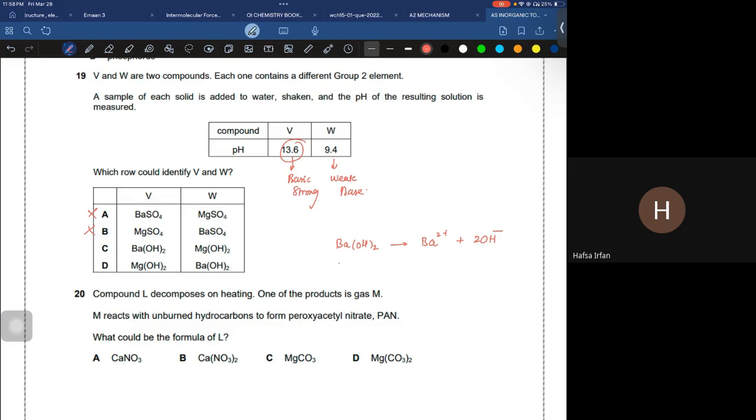So barium hydroxide dissociates more as compared to calcium hydroxide. Barium hydroxide would be giving you more OH minus ions. That's the reason I can say its pH is higher, as it is giving you more OH minus ions. So V has a higher pH, which means it has a greater concentration of hydroxide ions. Which compound is going to give you more OH negative ions? Of course, that should be barium hydroxide. So yeah, C is correct.